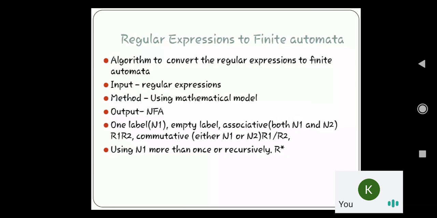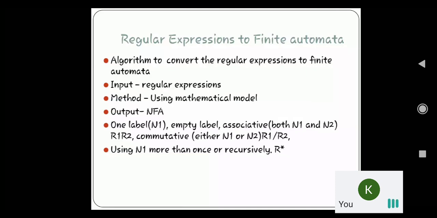So for (a or b)*, to represent it in an NFA, you will have state number 0, the initial state. From 0 to 0 itself, we pass a, and also we pass b. That type of representation, moving the same label more than once in the same state, we call a recursive nature. So here they have mentioned it as using N1 more than once, or recursively. That is, using a particular state of the N1 more than once, or recursively.